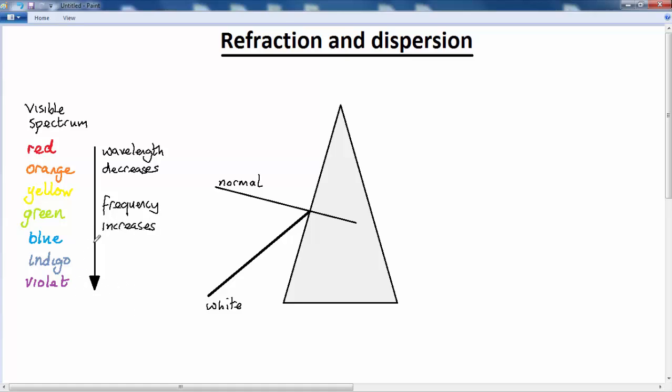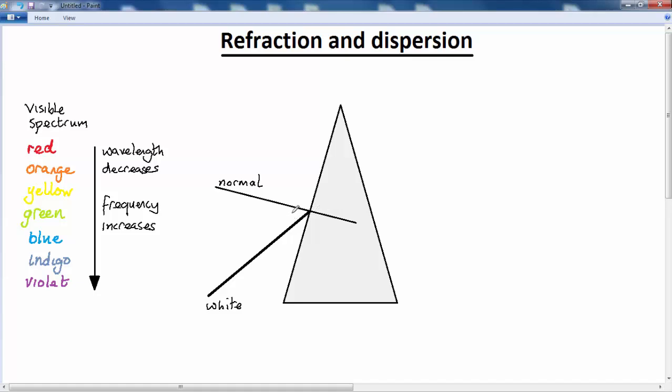Now the frequency of the light affects the way it interacts with the medium as it passes through it. So for example, violet light interacts more with the glass medium than red light. As a result of that, the violet light slows down more than the red light. And we remember from the previous lesson that it is precisely this slowing down of the light that causes it to change direction. That causes the refraction of the light.